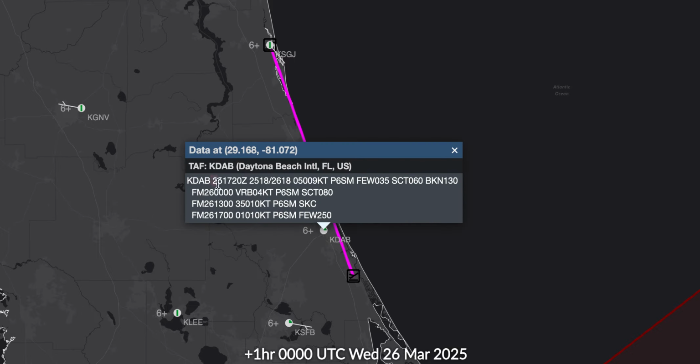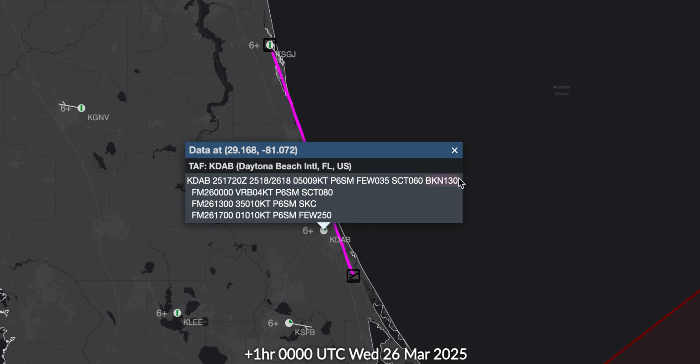So again, 25th day, 1720 Zulu. We've got validity time 25th at 18, 26th at 18. Okay. Wind 050 at 9 knots. So pretty calm, I guess you could say. Visibility greater than 6. Few 3,500, which is nice. Scattered 6,000, broken 13,000. So it looks like my ceiling, again, is around 13,000.